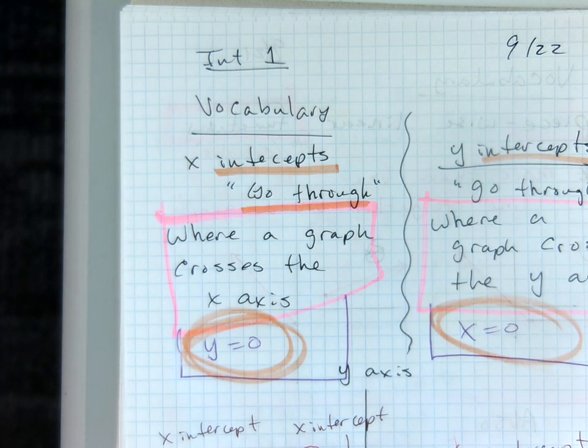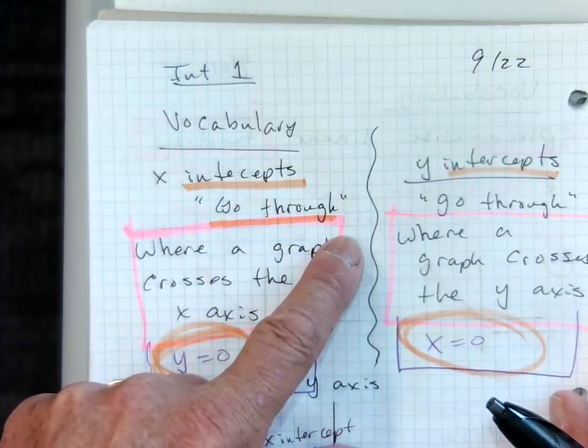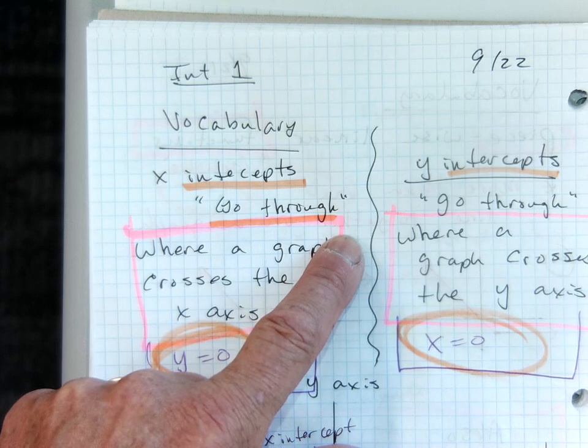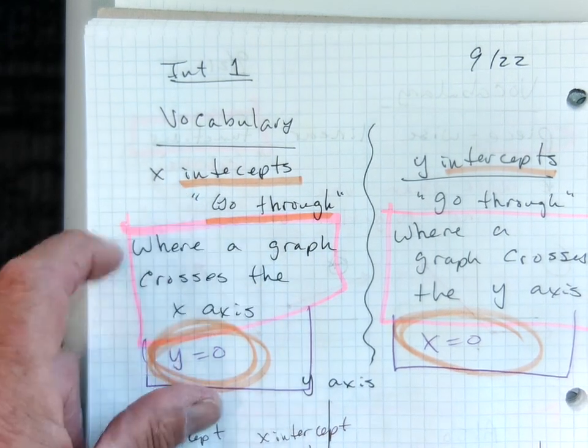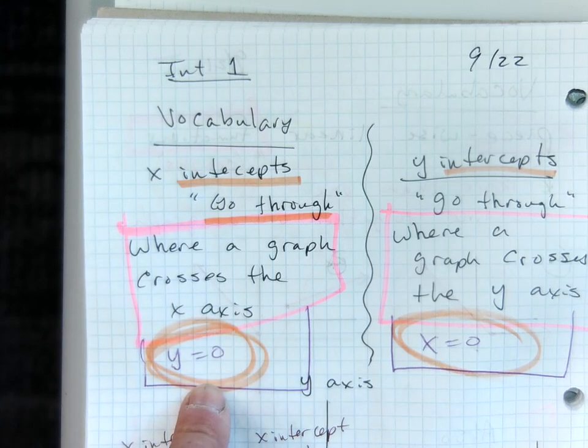Hello, everybody. Just a really quick recap on our lesson for today. We talked about intercepts. Intercepts is kind of a word that means to go through. So if you have an x-intercept, it's where a graph crosses or goes through the x-axis.